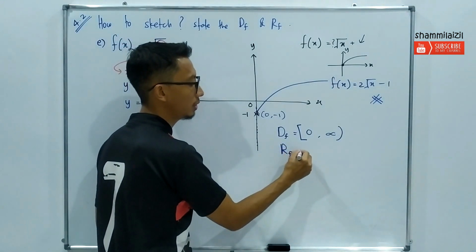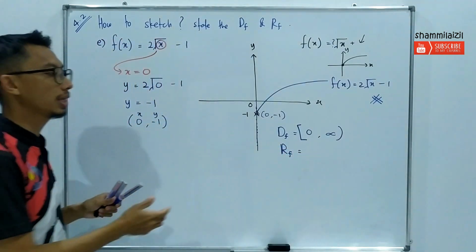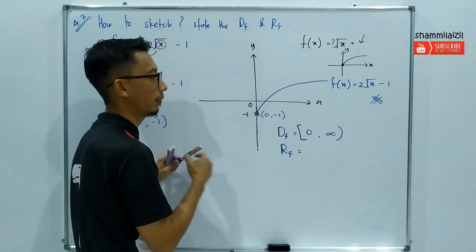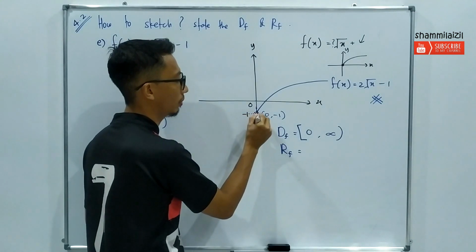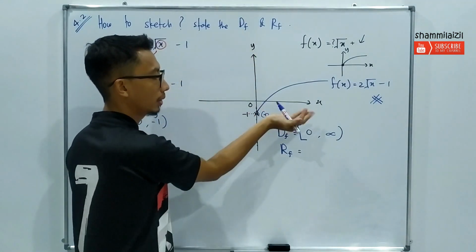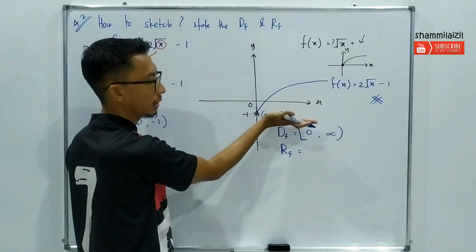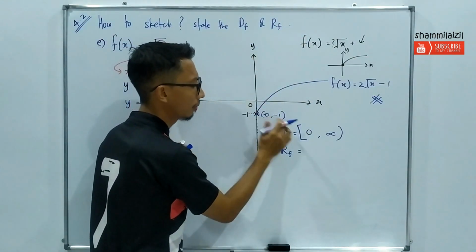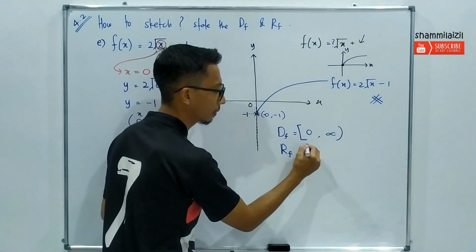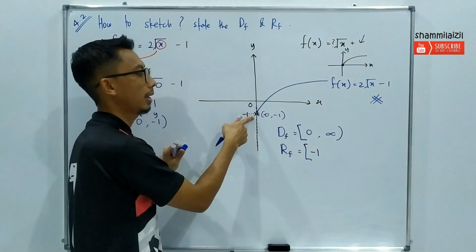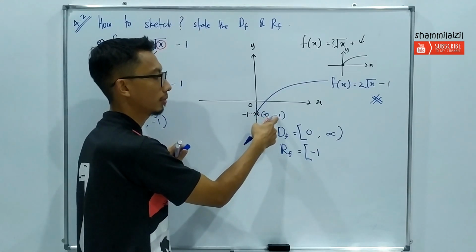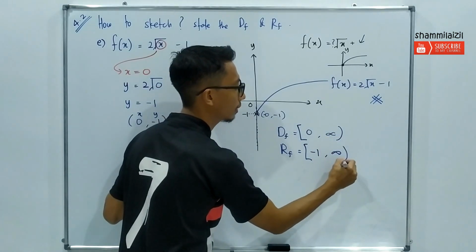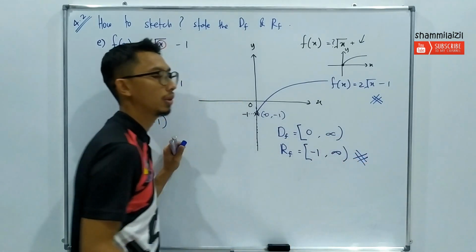So proceed with range. Range is for y values. We are talking about y values. Vertically, where do you have your graph? Vertically, you have your graph starting from this point upwards, right? This is where your graph starts. So it starts from minus 1, closed because it touched the point (0, -1). Closed, goes upward, goes to infinity. Infinity and minus infinity are always open.